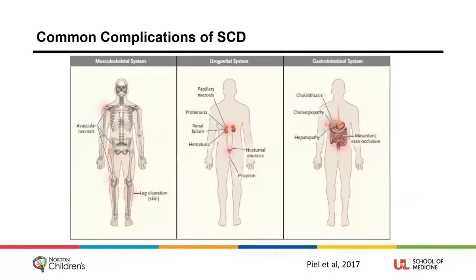In addition, about 15 to 20% of patients develop retinopathy as a result of retinal artery occlusion and ischemia, and if left untreated, it will result in loss of visual acuity. For reasons that are poorly understood, patients who have SC disease are actually at higher risk for retinopathy than those with SS disease.